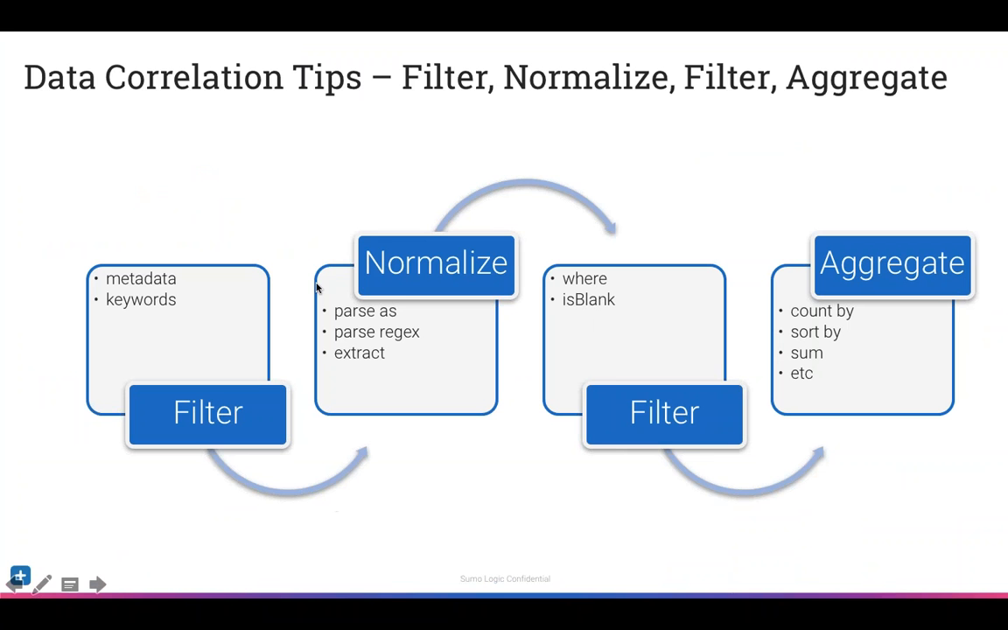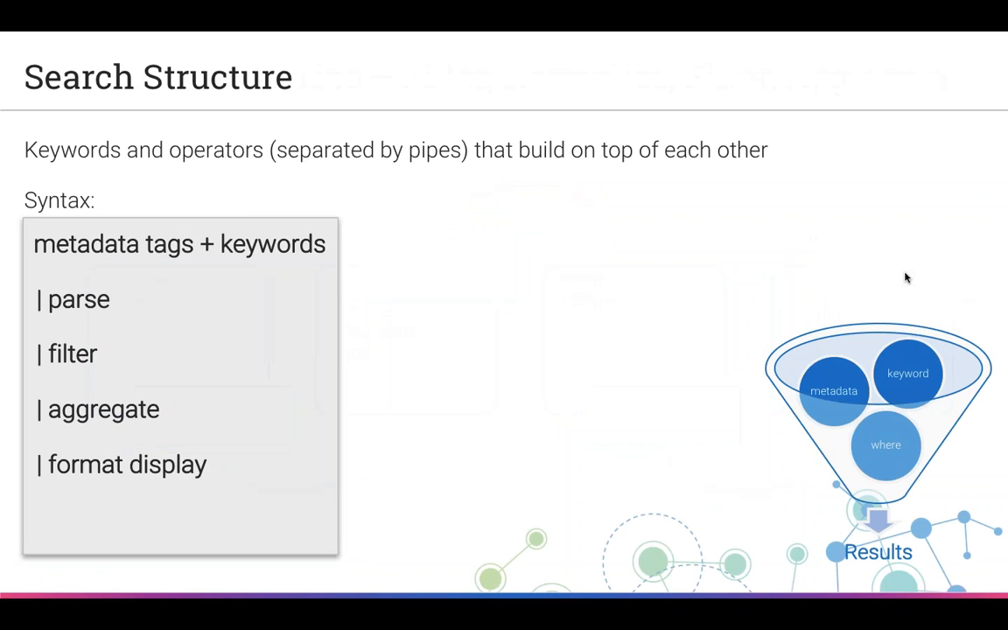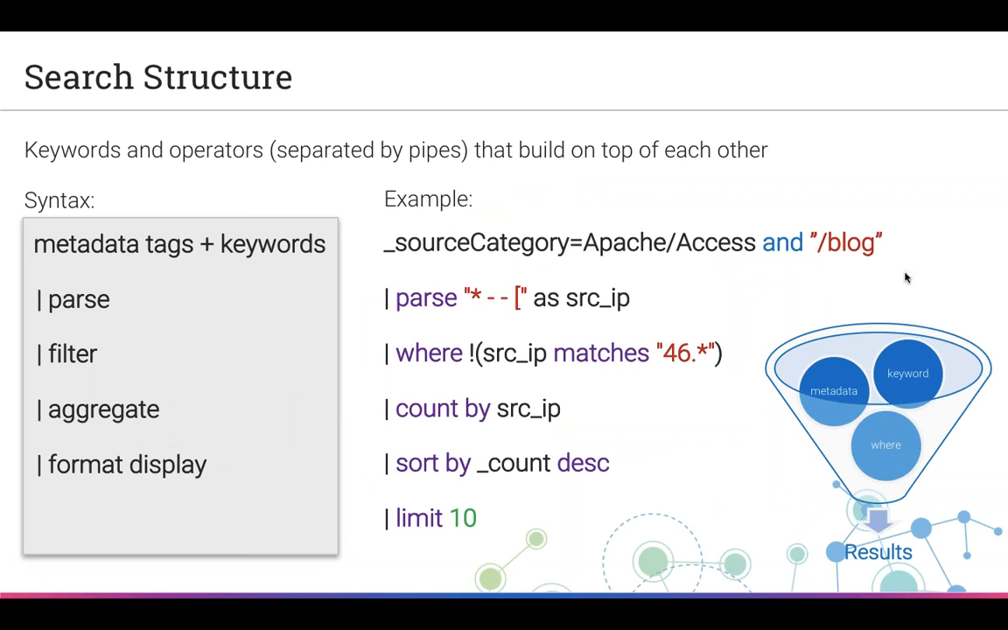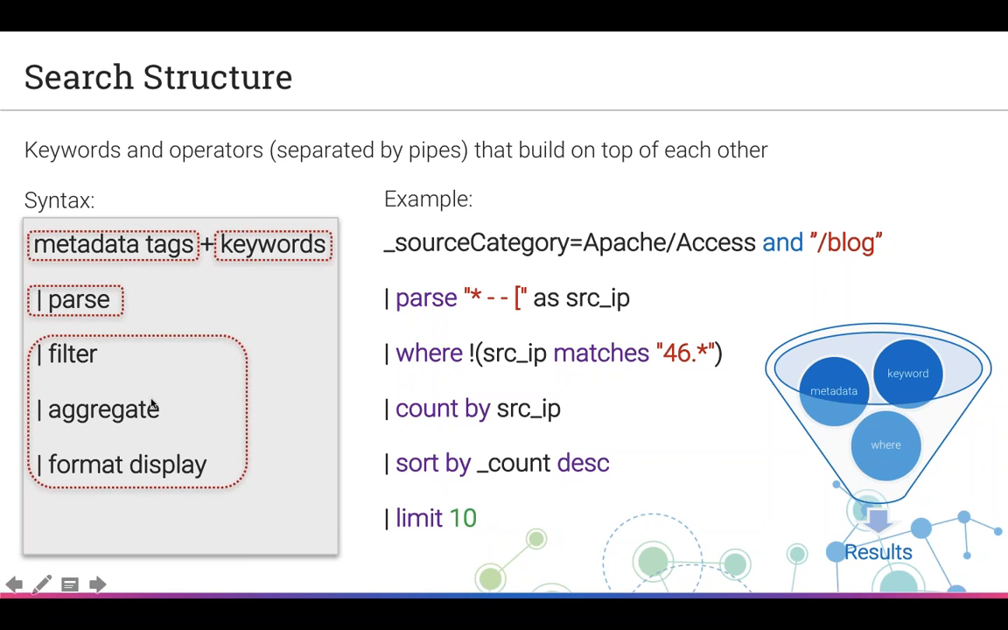And once I have done these, this is where the fun begins. I can start using any kind of aggregation. I can do sorting, counting, summing, average, and all that good stuff. This is where I'm going to be spending most of the time today: how to aggregate and how to get some very useful operators for aggregation of your data. All right, so again, the structure of the data is you have some metadata tags, you have some keywords, you then do some sort of parsing, you filter that data.